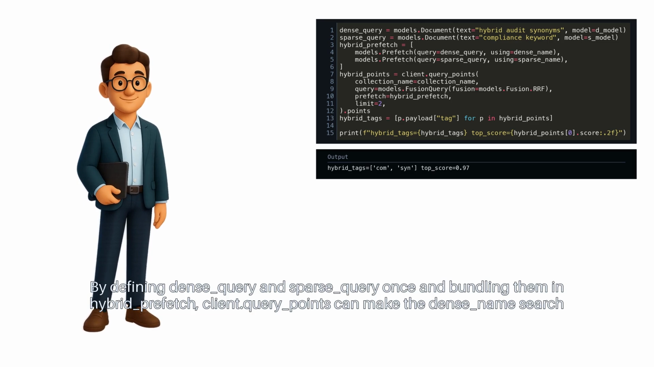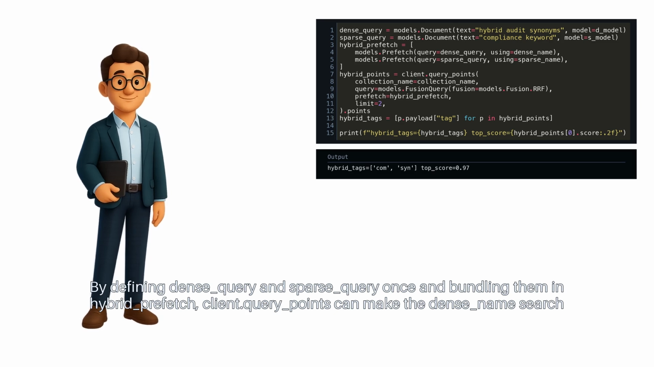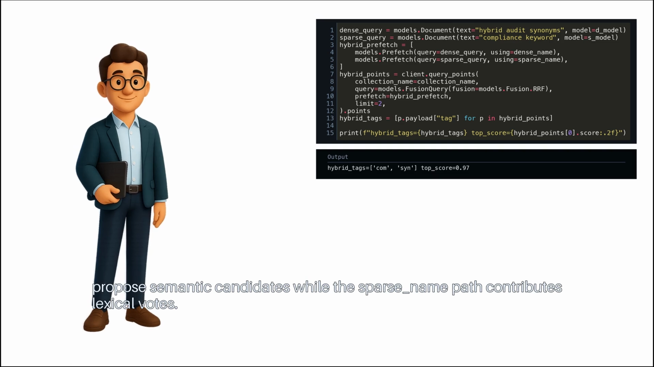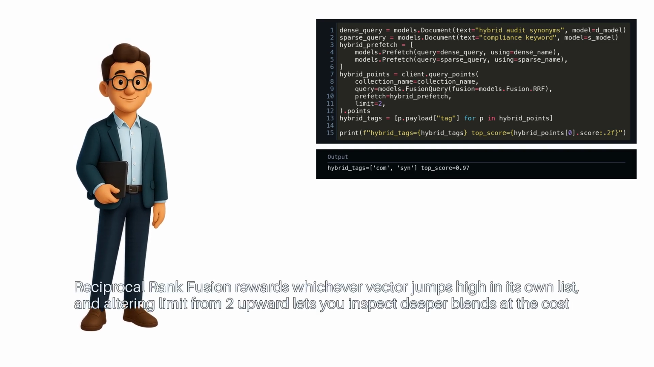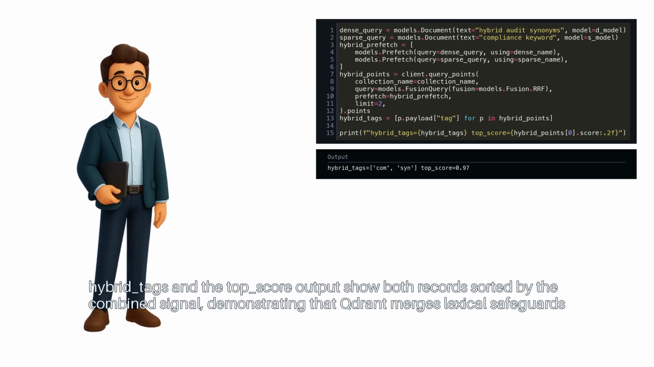By defining dense query and sparse query once, and bundling them in hybrid prefetch, Client.query_points can make the dense name search propose semantic candidates, while the sparse name path contributes lexical votes. Reciprocal rank fusion rewards whichever vector jumps high in its own list, and altering limit from 2 upward lets you inspect deeper blends at the cost of more downstream sorting. Hybrid tags and the top score output show both records sorted by the combined signal, demonstrating that Qdrant merges lexical safeguards with semantic recall.